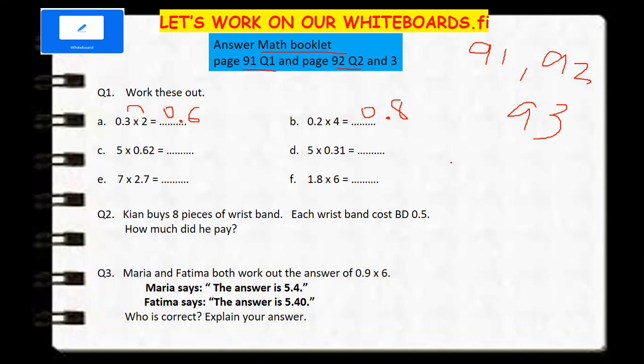Next one is 0.62 times 5. If you cannot do it like what I'm doing, you can just work it out like this. Times 5. Okay, so 2 times 5 is 10. Carry 1. 31. Carry 3. 0 times 5 is 0 plus 3 is 3. And how many decimal places do we have? 2.